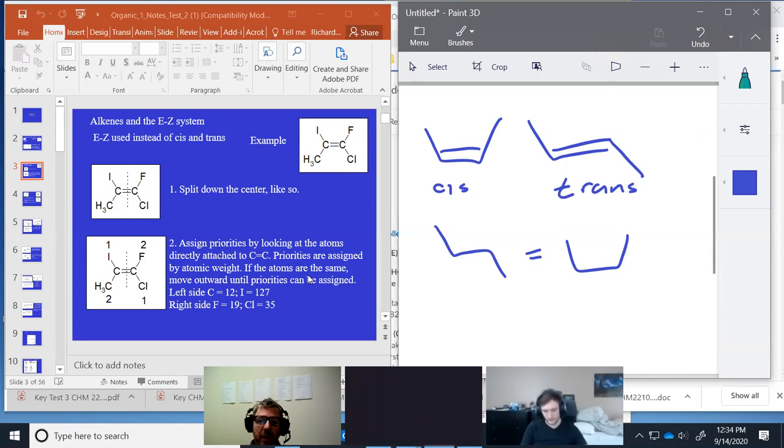So if we look at the left side first, with this competition between C, which has a mass number of 12, and I, which has a mass number of 127. So where am I getting these numbers from? Well, just from the periodic table. So you're looking at the periodic table, you look for the mass number. I've just rounded these here, 12 and 127.